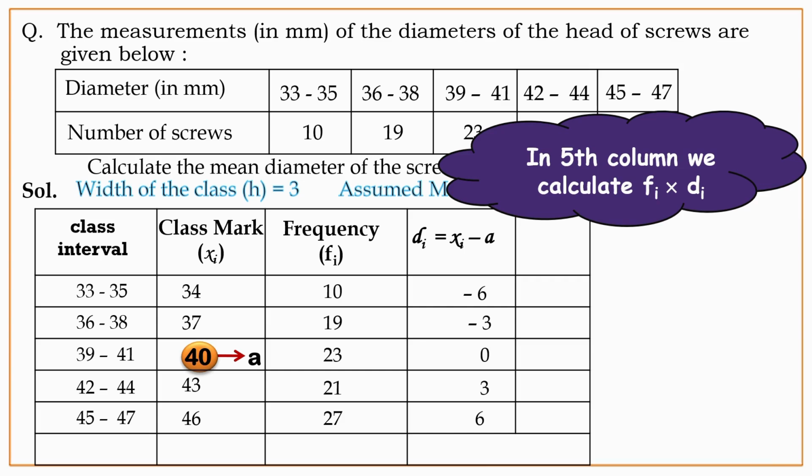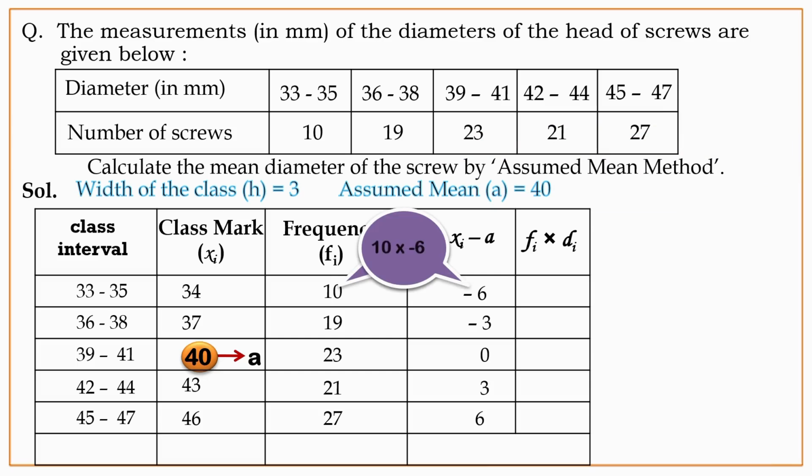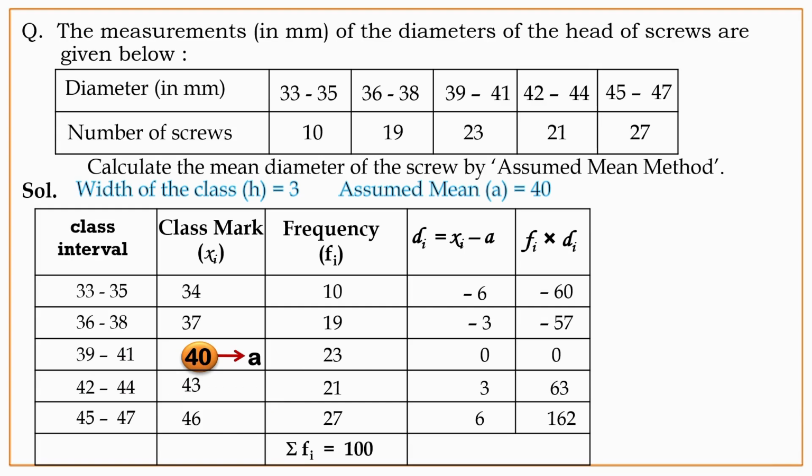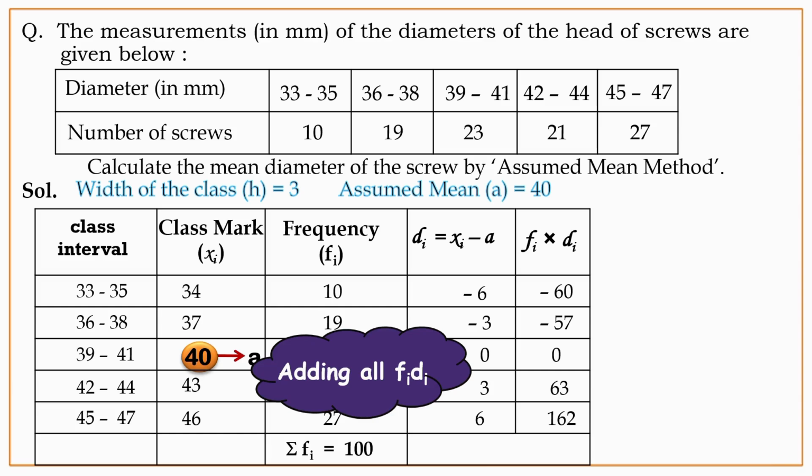Now in the fifth column, we will calculate the fi into di. Fi di. Okay, so we just need to multiply the frequency with the di value. So we filled all the columns over here. Now finally what we need to do, we need to add the fi. So that is the summation of fi. So that is coming 100. Now we also need to add the fi di. That will be the summation of fi di.